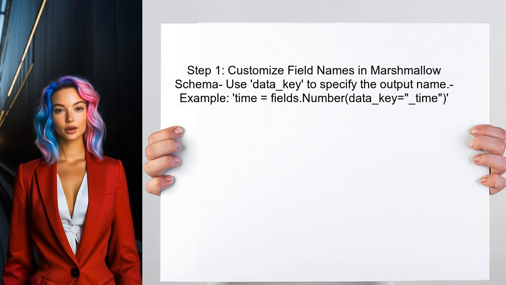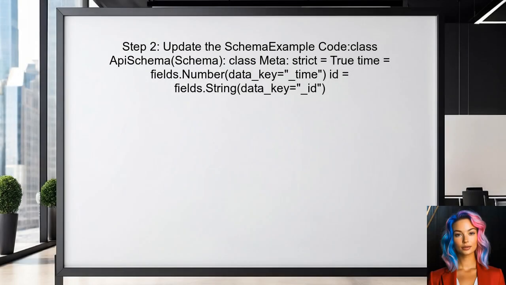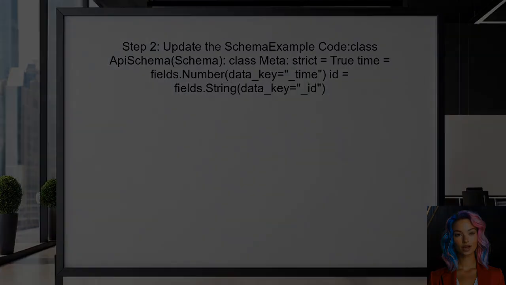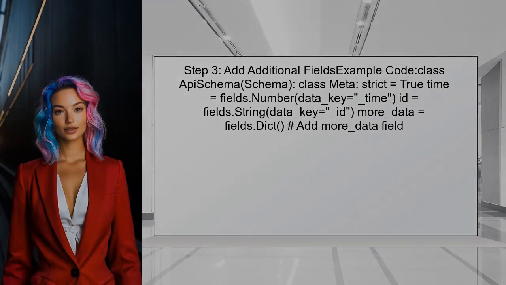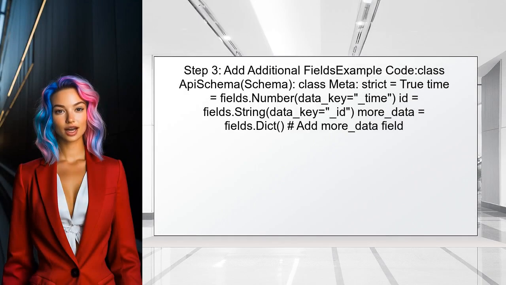This can be done by using the data key parameter in the field definitions. Next, the user should update the schema to include the data key for both the ID and time fields. This will ensure that the output JSON has the correct keys. Now, the user can add any additional fields they need, such as more data, to the schema. This will allow for a complete presentation of the desired JSON structure.